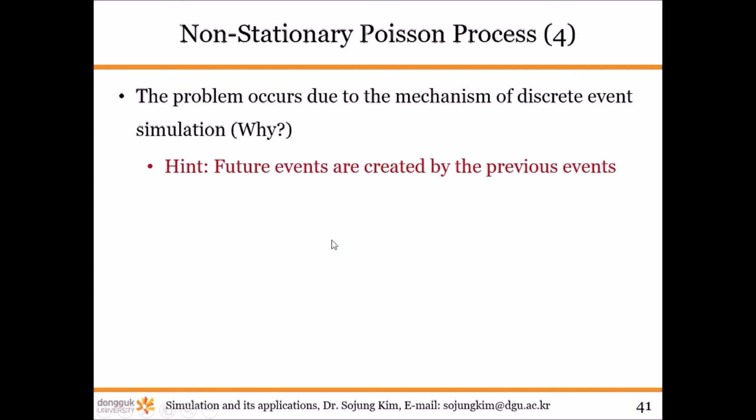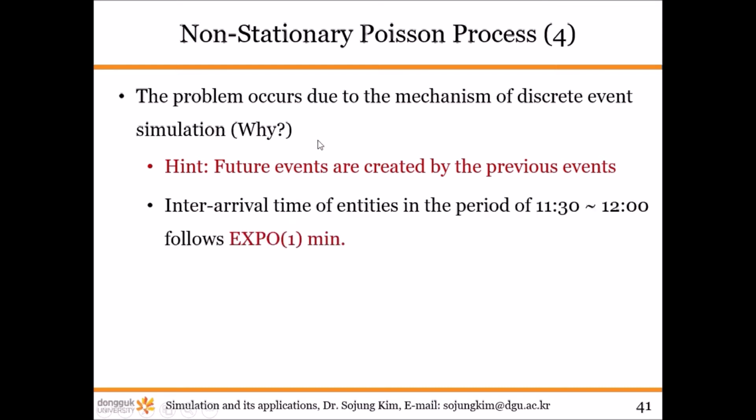So why do we have this kind of problem? Because discrete event simulation generates the future event based on the current event. So Arena generates the next event based on the current event situation, right?